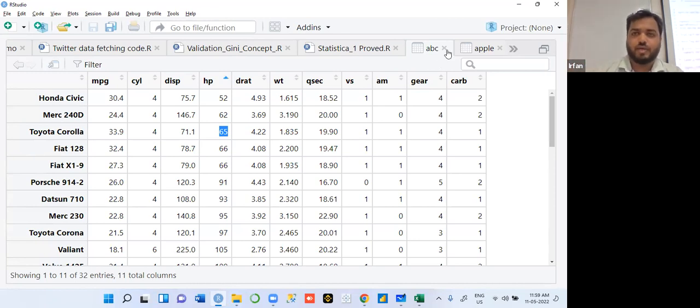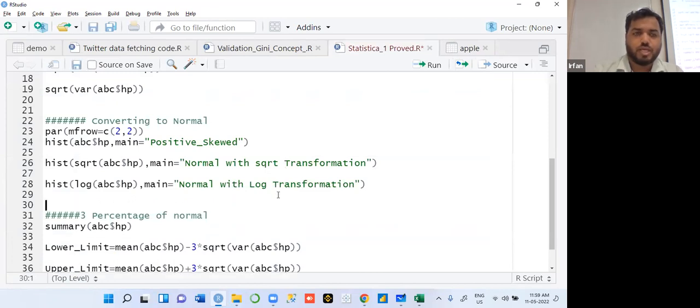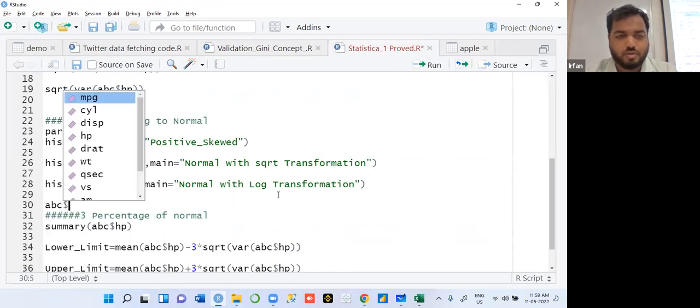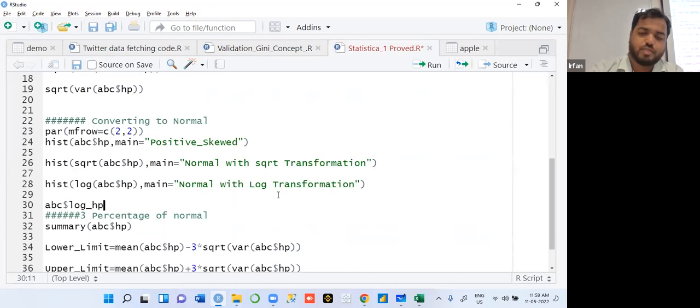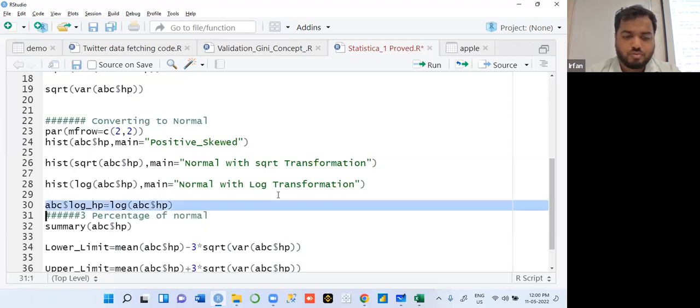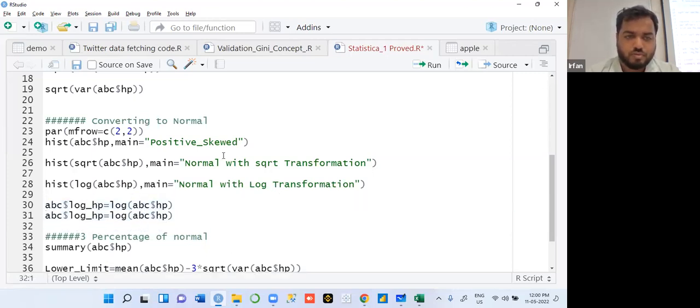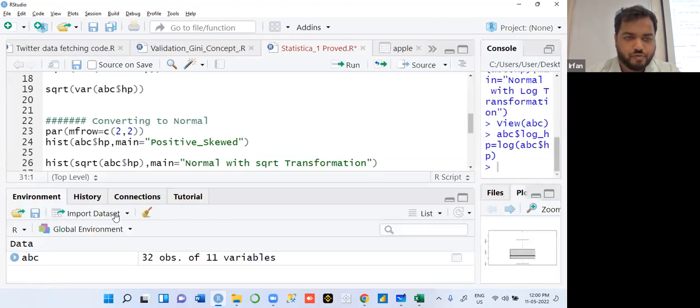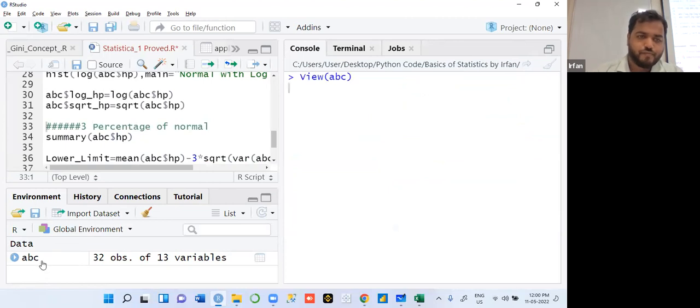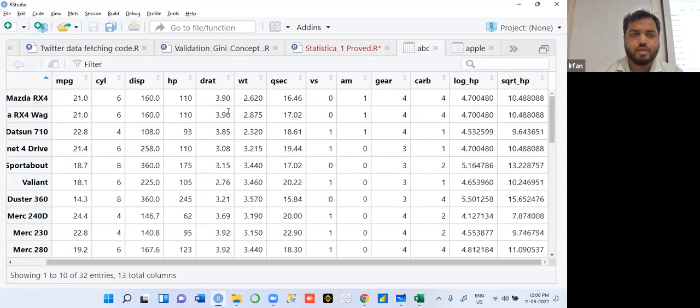So if you want to see what I have done, I'll make for you ABC dollar log of HP is equal to. What I have done? What is the value?